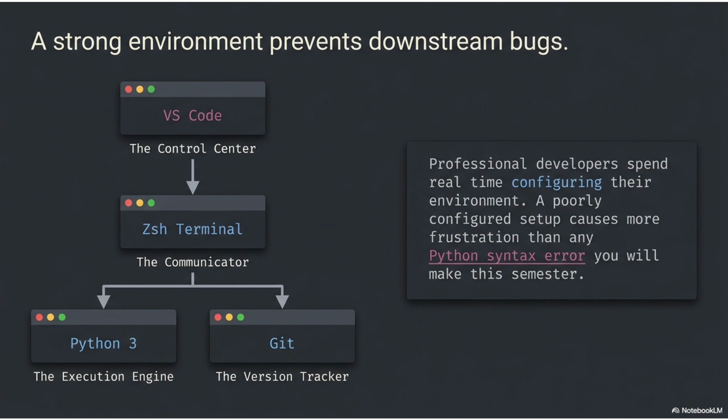The architecture on this slide shows how the 4 tools connect. Visual Studio Code is the control center, where you write your code. The Zsh terminal is the communicator. It accepts your commands and passes them to the operating system. Python 3 is the execution engine. It interprets and runs your .py files. Git is the version tracker. It records every change you make and connects your work to GitHub.